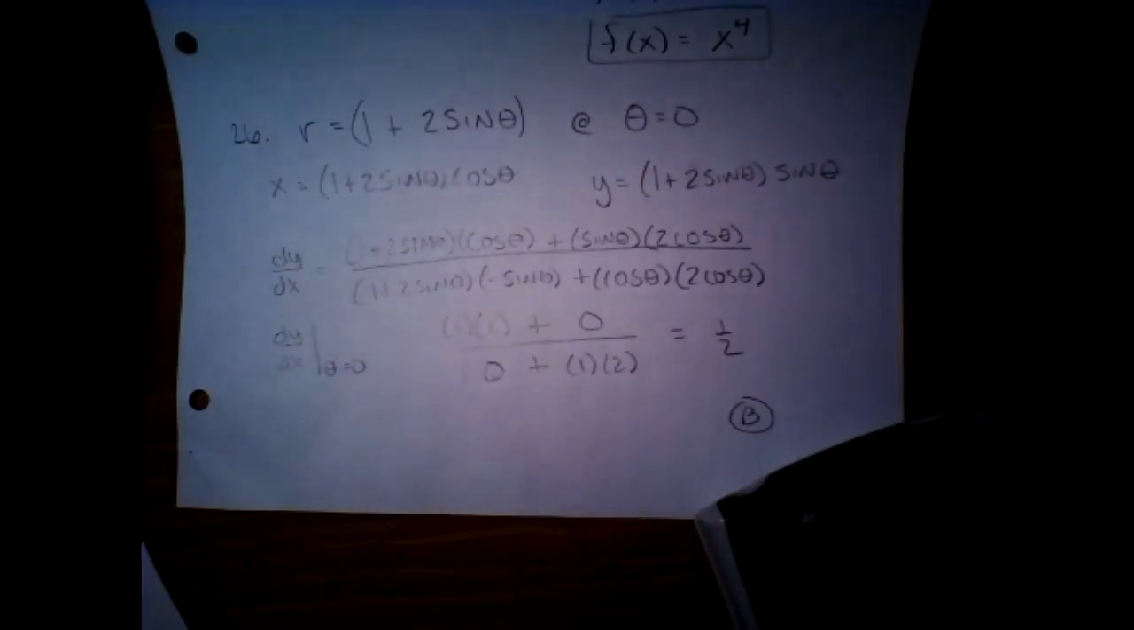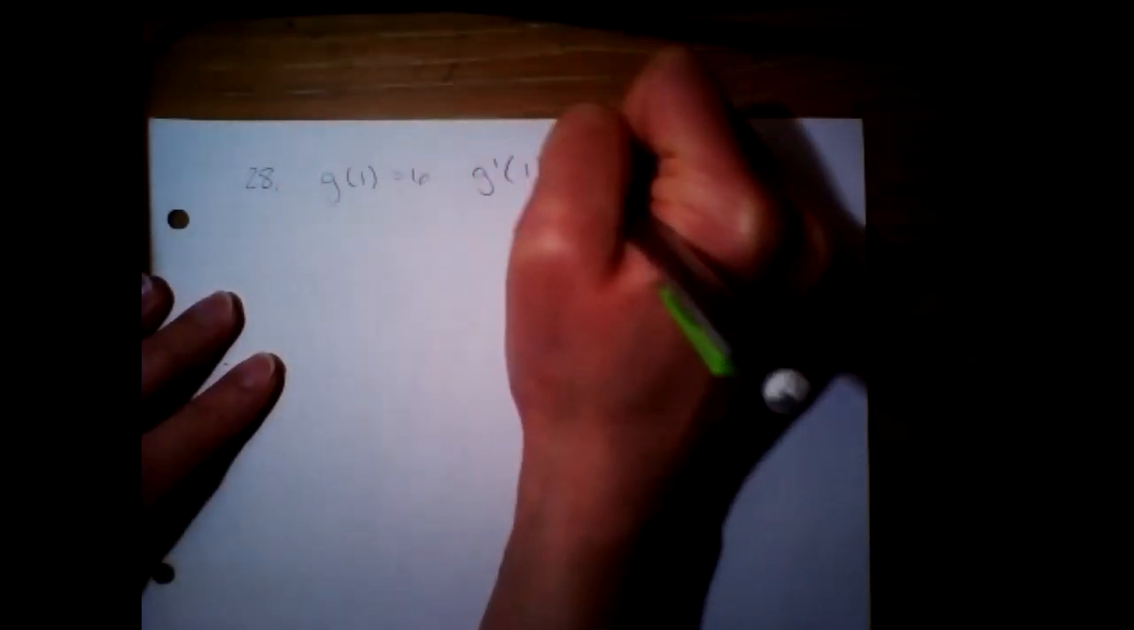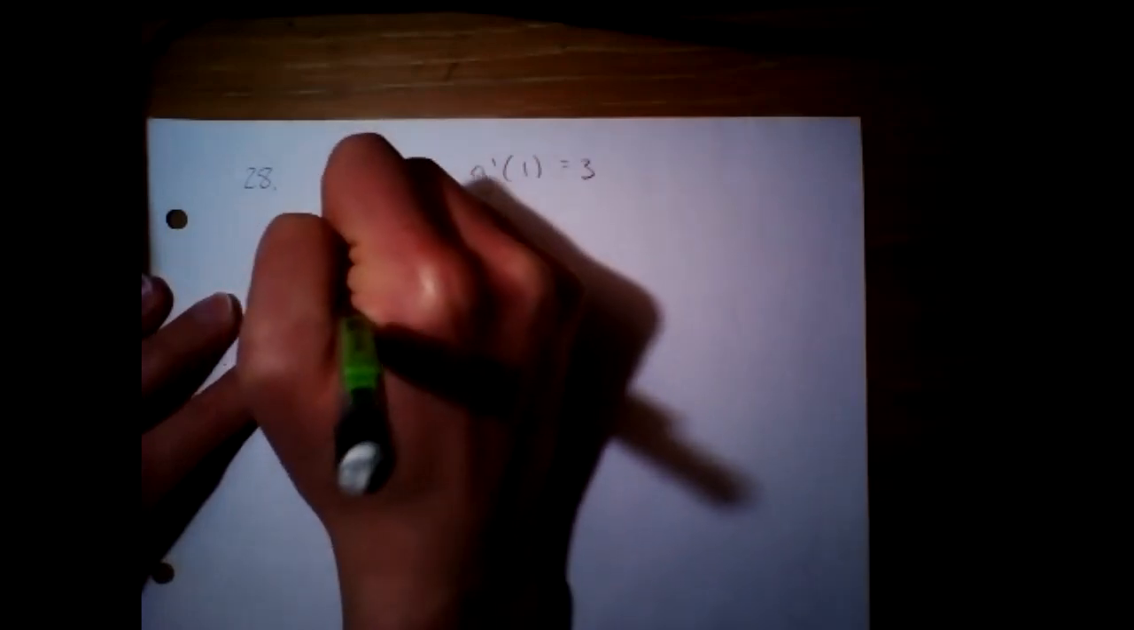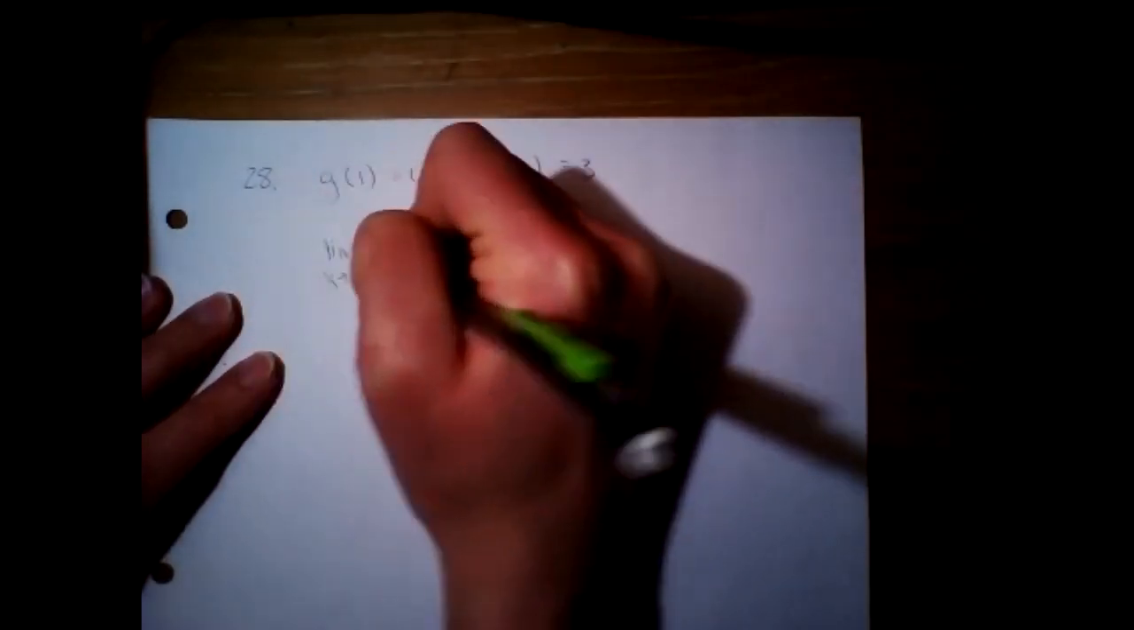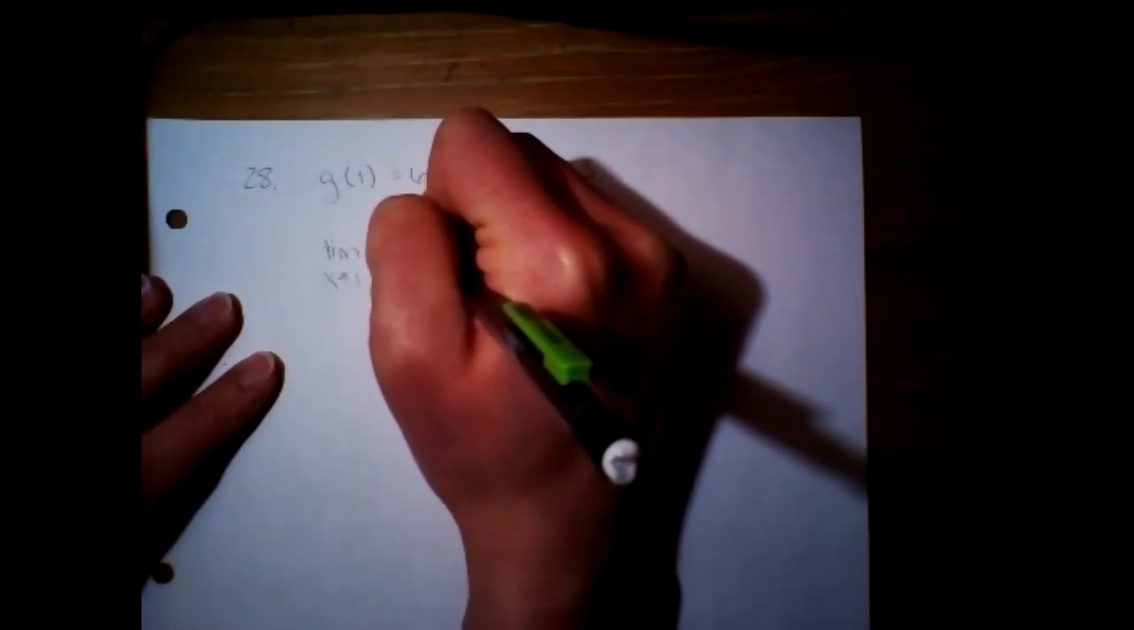All right, and then I think somebody typed another one in there, 28. All right, so they tell us g of 1 is 6, g prime of 1 is 3, and then this is what they're asking us for. Limit as x goes to 1, integral, so we have an integral inside of a limit here.